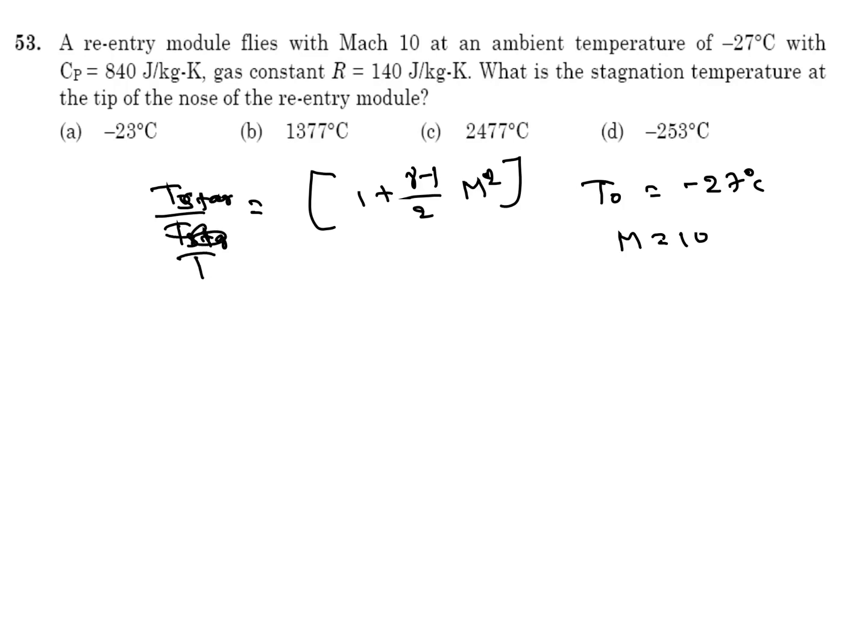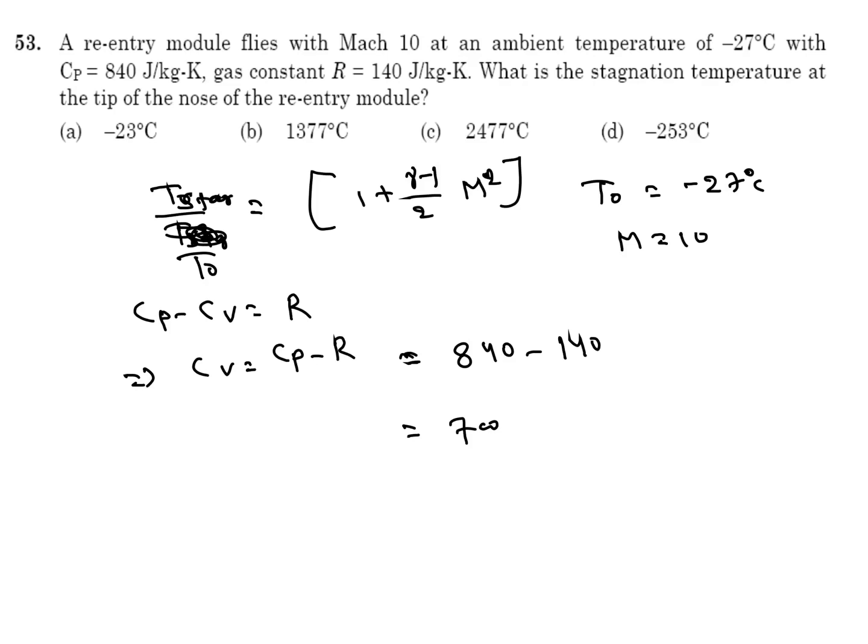So gamma first we have to calculate. Cp minus Cv equal to R, or Cv equal to Cp minus R. Cp is 840 minus R is 140, so you will get 700 Cv. We know Cp by Cv is gamma, so 840 divided by 700. So you will get 12 by 10.